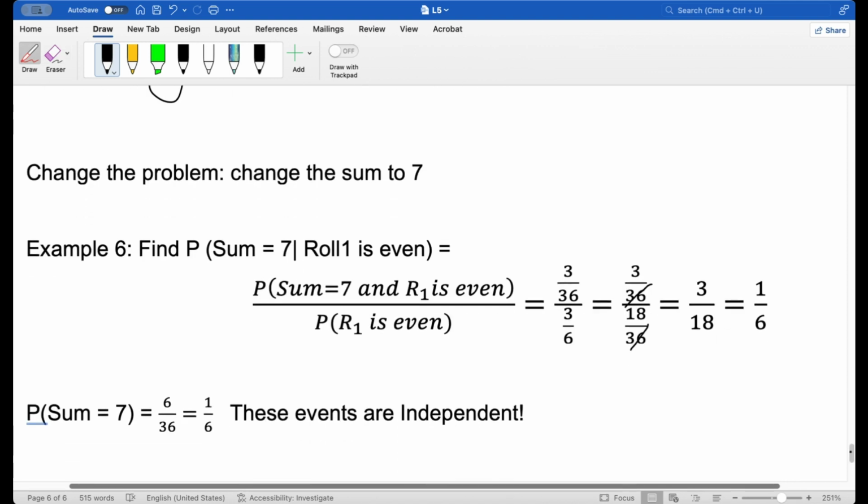All right, that concludes lesson 5. We're going to expand upon this in the next lesson with Bayes' theorem.